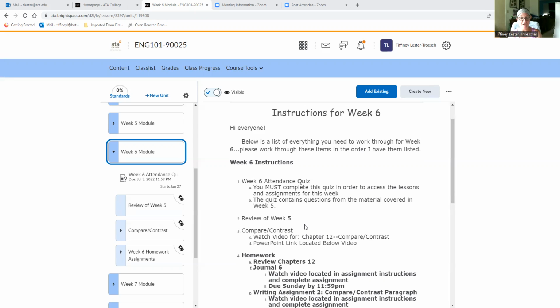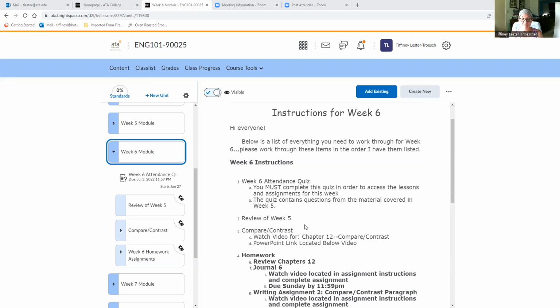Homework this week, review chapter 12. That's the chapter that covers compare contrast. Again, I think that the lesson here in the module is more effective in terms of what you'll need to make sure you have for the assignment. But chapter 12 does do a good job of showing you what a compare contrast paragraph really consists of. All right. But again, brief review there, right?